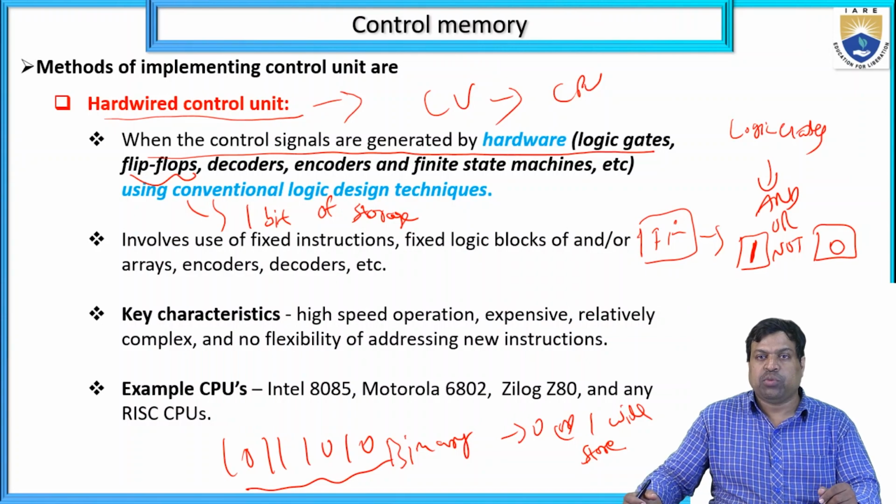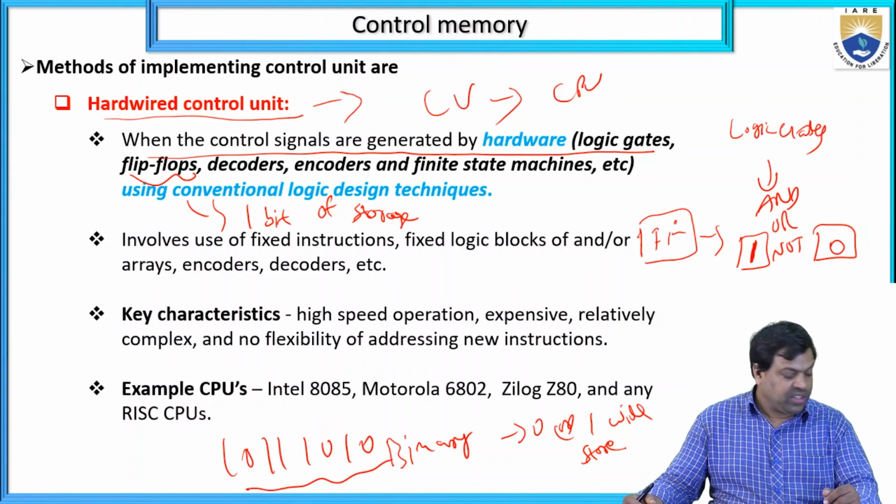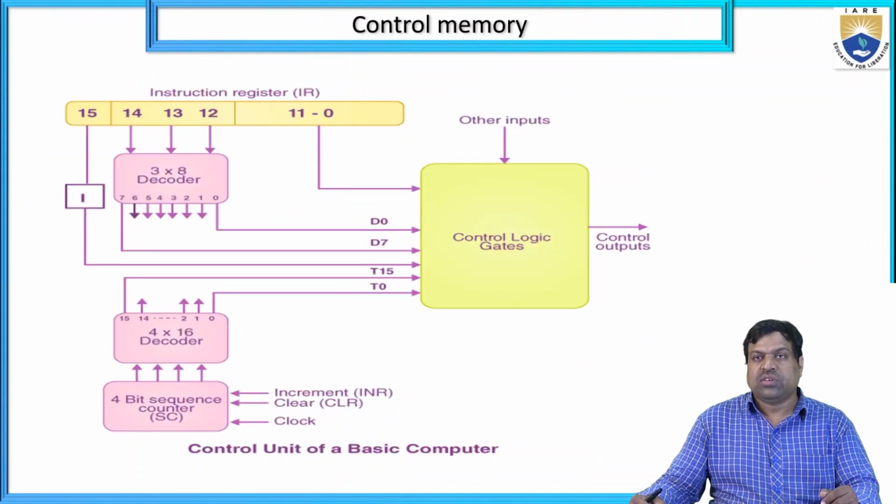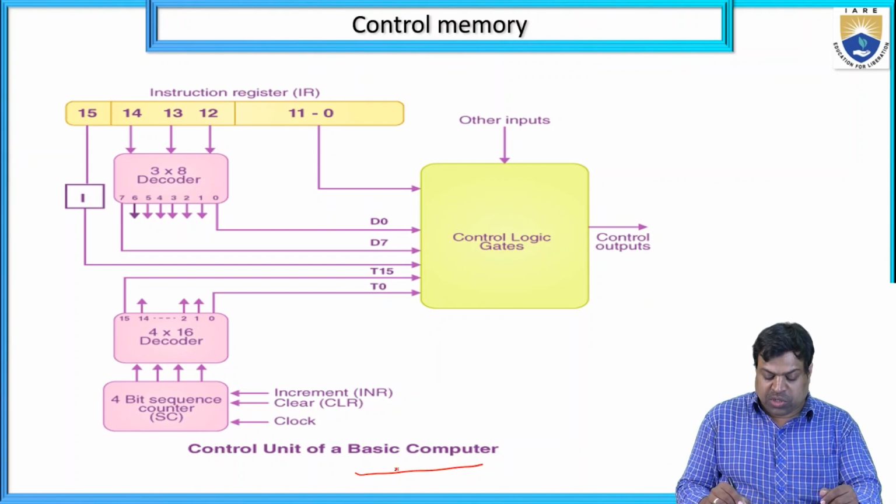And what are examples of such CPUs? Intel 8085, Motorola 6802, Zilog Z80, and any RISC CPUs are examples of CPUs. CPU means central processing unit. So this is the control unit of a basic computer system. In the basic computer system, how is the control unit organized?